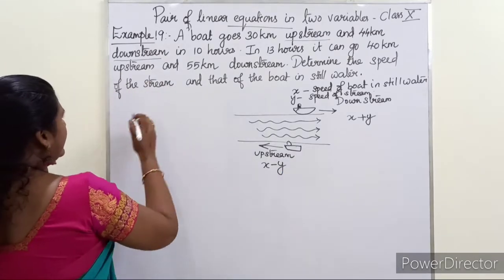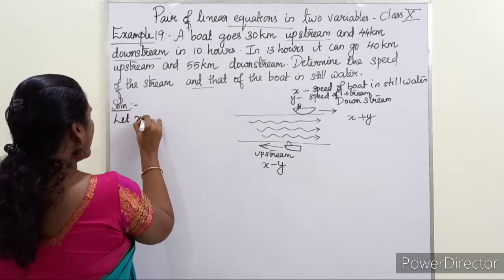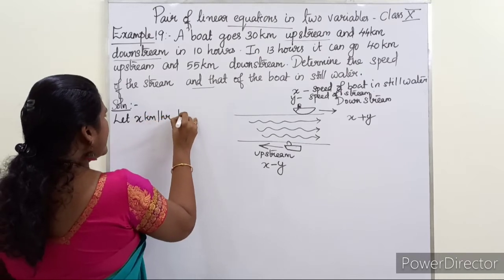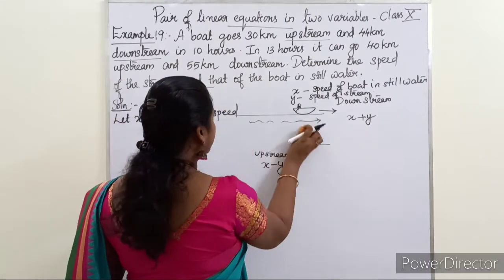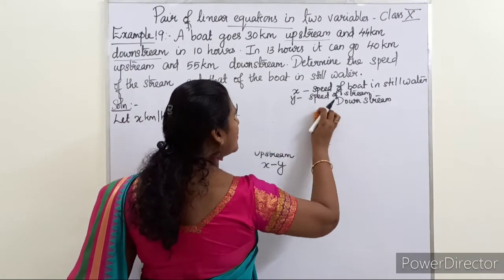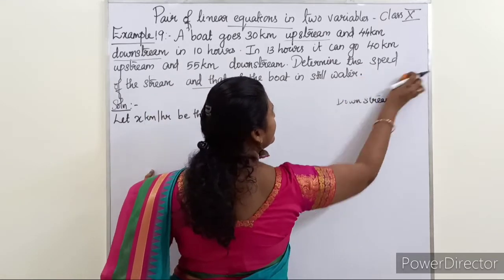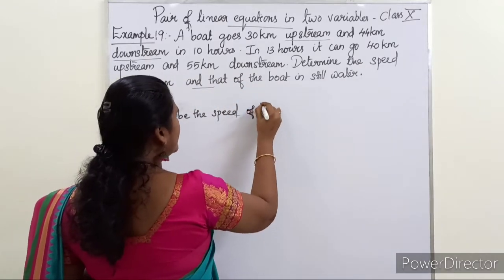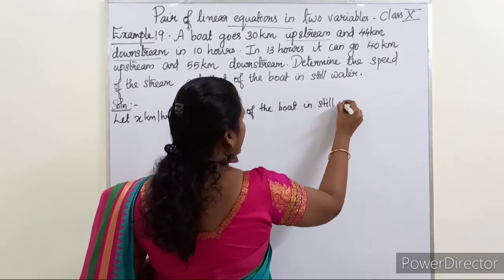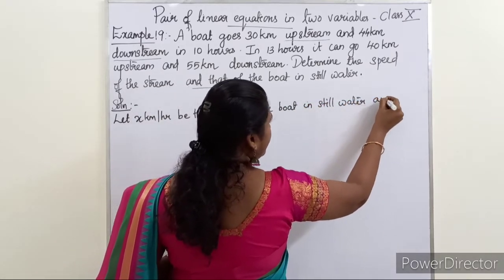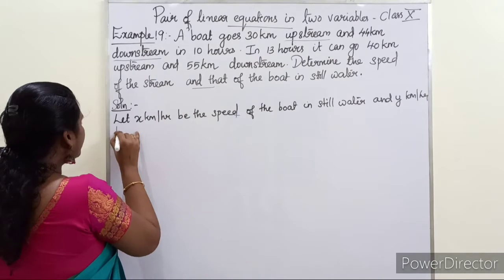Now we will start with the solution. Let x kilometer per hour be the speed of the boat in still water, so we will take the speed of the boat in still water as x. And let y kilometer per hour be the speed of the stream.